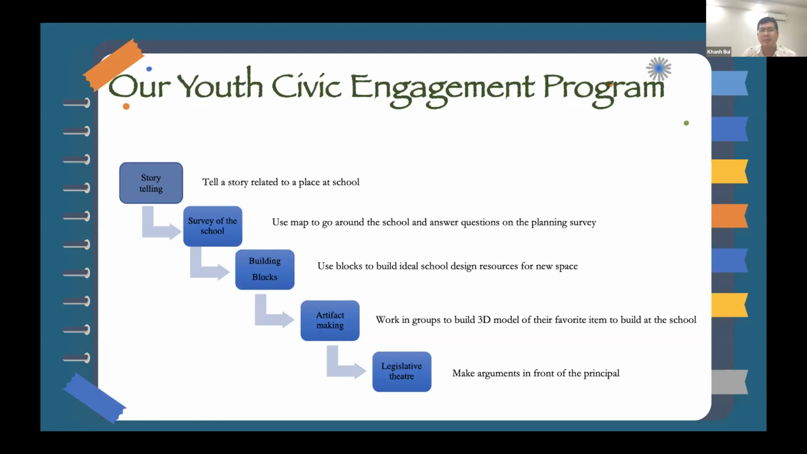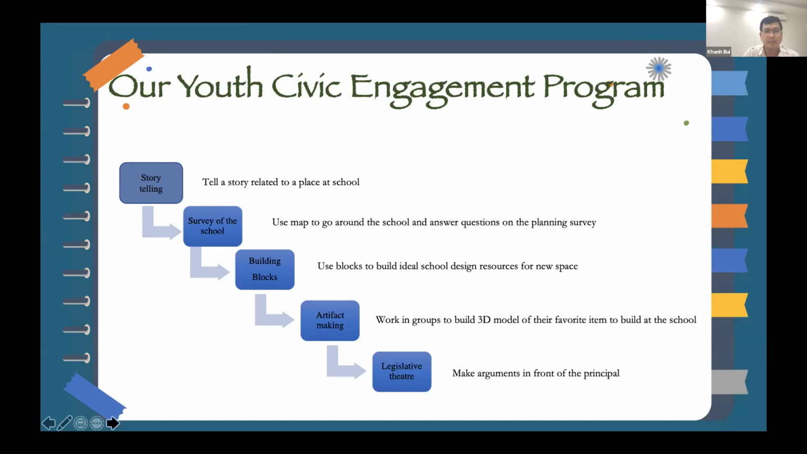And finally, we conducted the legislative theater, where the students perform in front of the principals or the school authority to talk about their project, their ideal school, and what they want to build. So that's the whole program that we designed for them.